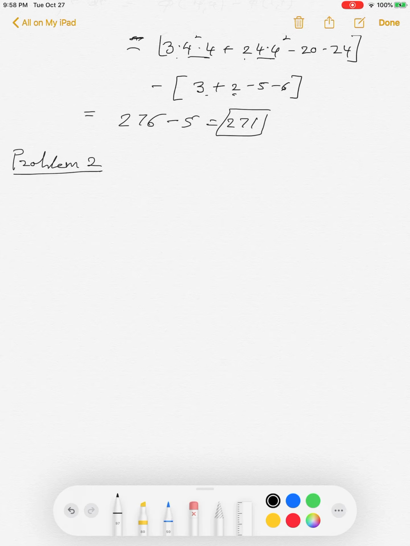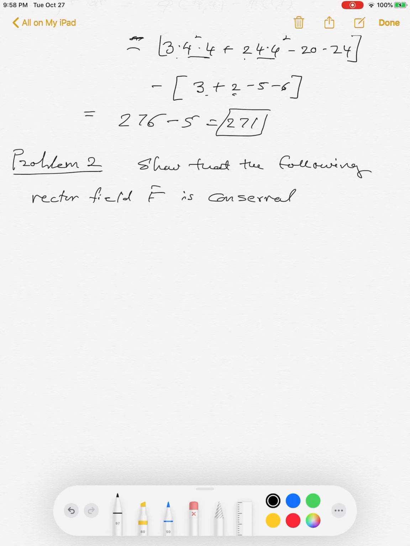Let's see one more problem. So problem number, I think it is number 2 of the problems on conservative vector fields. Show that the following vector field f bar is conservative, and find its potential.